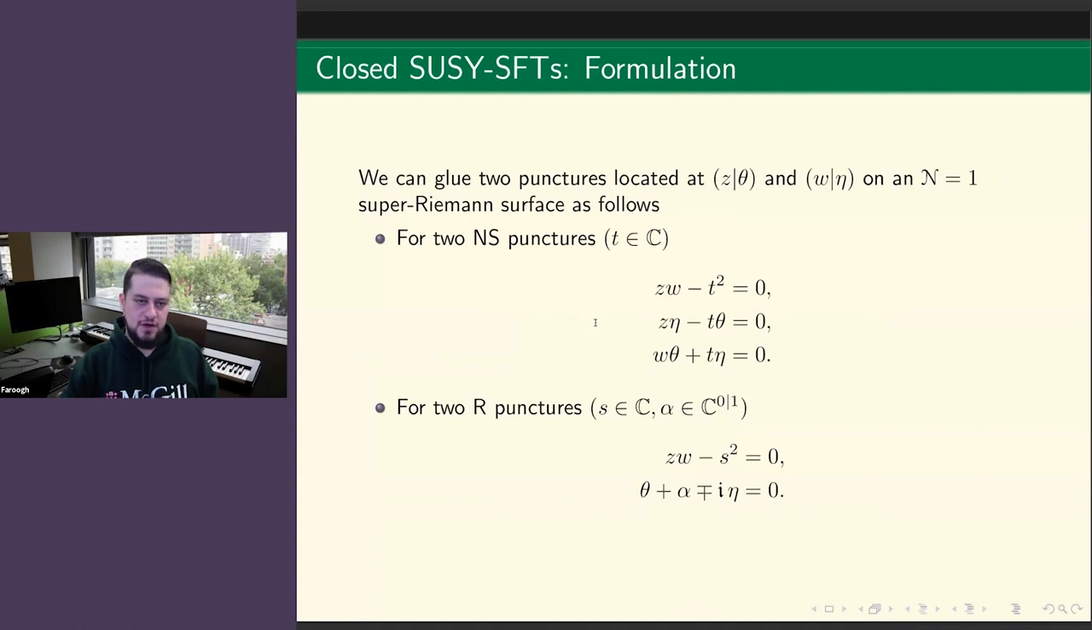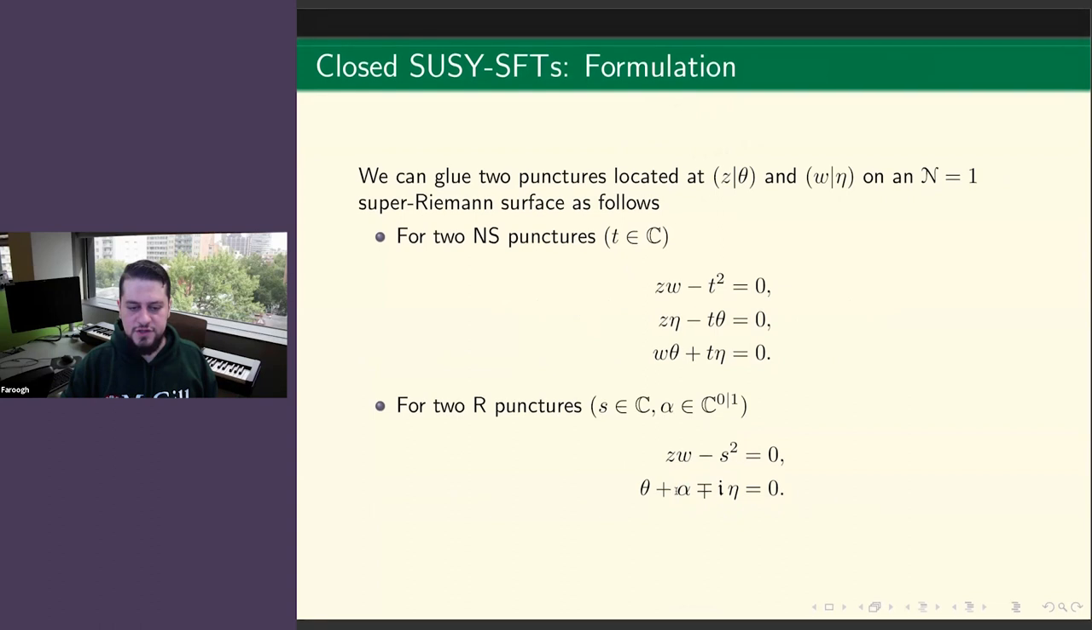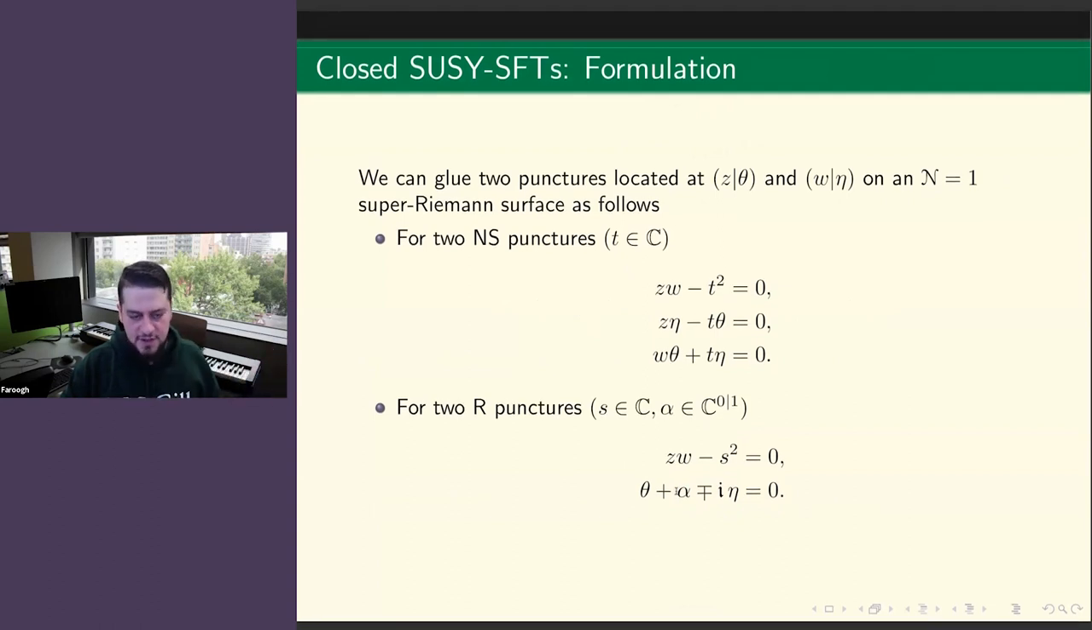Next, in string field theory, we need to glue punctures to construct these Feynman diagrams. We can either glue the NS punctures or the Ramond punctures, and the gluing relations of the two are of this form. There is some extra parameter alpha in the case of the Ramond puncture. This comes from certain extra symmetry that the Ramond puncture has, because the Ramond puncture is like a nearly puncture. It should be thought of as a divisor, and there is a certain symmetry of that divisor, which is captured by this extra odd parameter alpha.